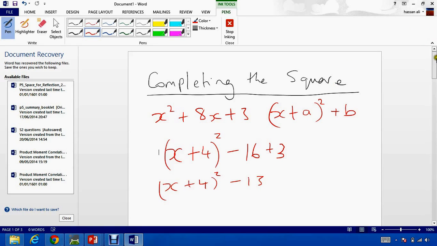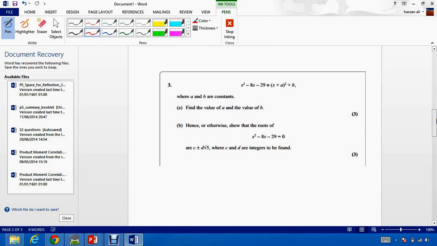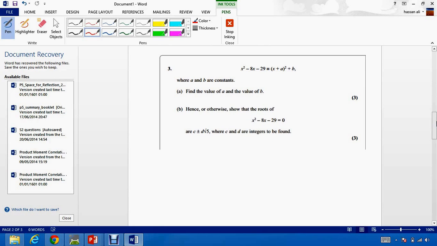Now a typical exam question may look something like this. So this is from a 2005 paper, C1. It's saying to you x squared minus 8x minus 29. You need to give it in this format here, (x plus a) squared plus b. So it's asking you for 3 marks, find the value of a and b. So it's important at the end of it you state what a and b is as well.